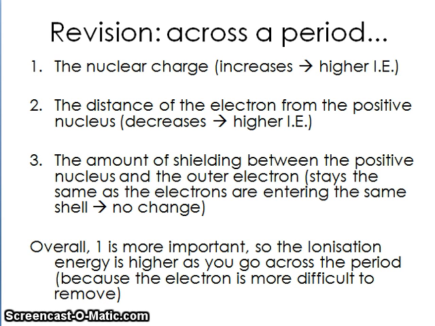The third factor is that the amount of shielding between the positive nucleus and the outer electron stays the same. So because the electrons are going into the same shell, there's no more shielding than there was, so that stays the same. So you've got three factors, one stays the same and two tend to give you a higher ionisation energy. So it's no surprise then that what happens is you end up with a higher ionisation energy as you go across the period. So that's why you get the general trend.